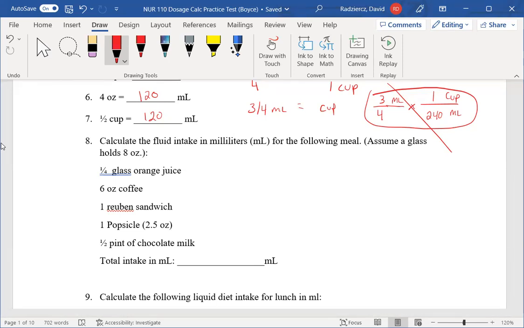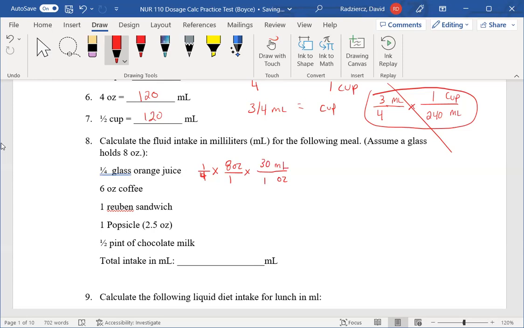So what I'm going to do is take 1/4. And I'm going to multiply it. That's supposed to be a 4. So 1/4 times 8 ounces. I'm just going to put it over 1. I just want to show you how I'm chopping this up. And then I'm going to convert ounces to milliliters. So 1 ounce is 30 milliliters.